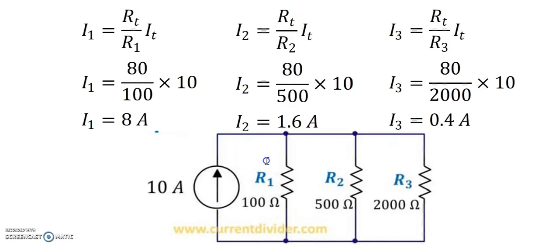Now we enter our resistance values and rearrange to obtain the following result, which gives us a total of 80 ohms. Now that we have all our values, we can use the current divider rule to calculate the current in each branch. We obtain I1 = 8 amps, I2 = 1.6 amps, and I3 = 0.4 amps. Do our results make sense?